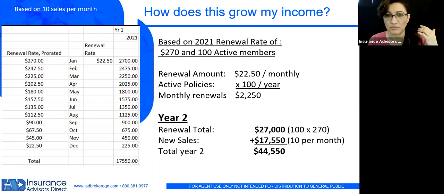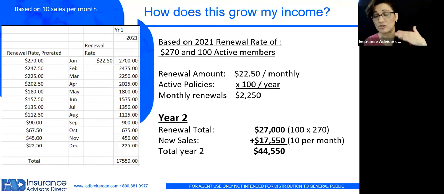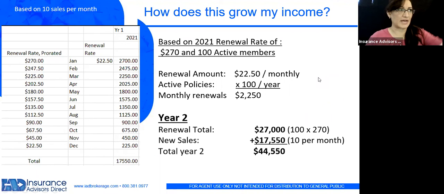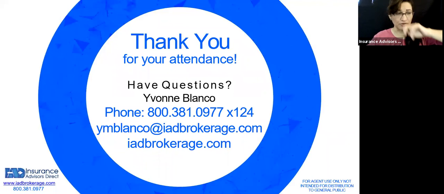So then when you add up your renewal plus your present sales, you have the total potential of making somewhere around 45,000 for that second year. So something to keep in mind. And for the most part, I think we kind of missed that mark a little bit. If you do have any questions, like I said, this is going to be short and sweet.